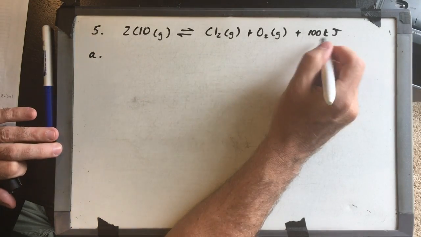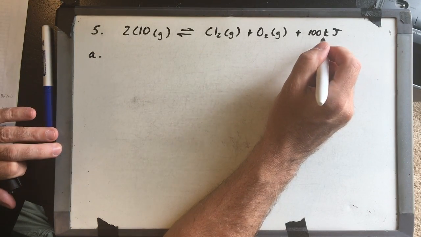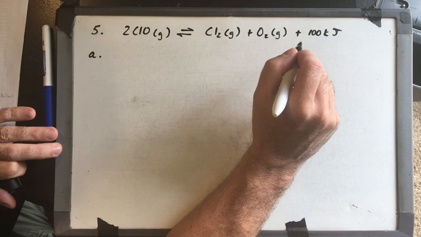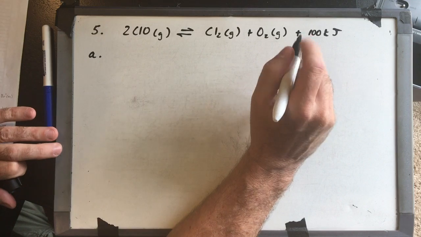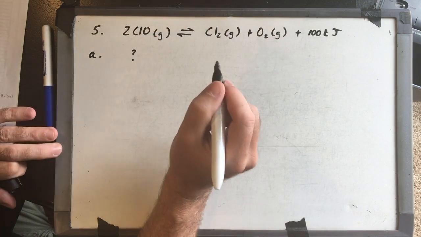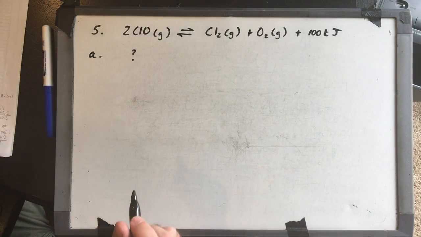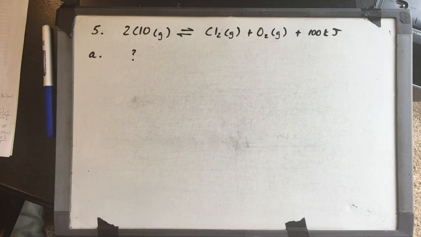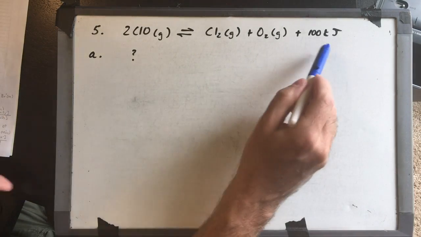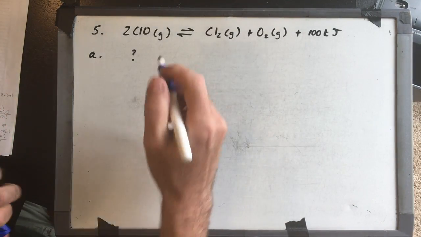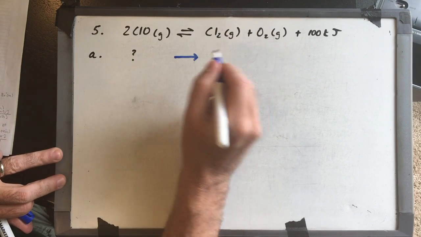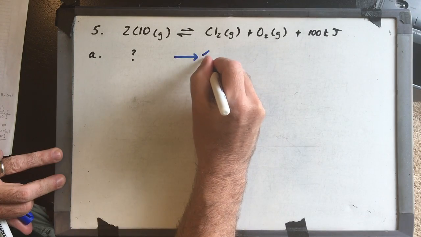Okay, so anytime you have energy, we're looking at changes in temperature. So part A says what will happen to the concentration of ClO. So what's going to happen to ClO here if the temperature is reduced? If the temperature is reduced, the equilibrium shifts towards the side with the energy. So if the temperature is reduced, the reaction will shift, in this case, to the right.